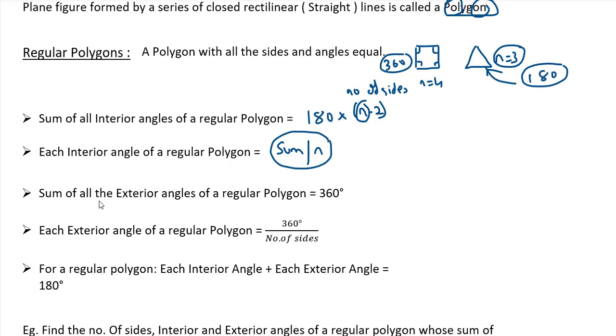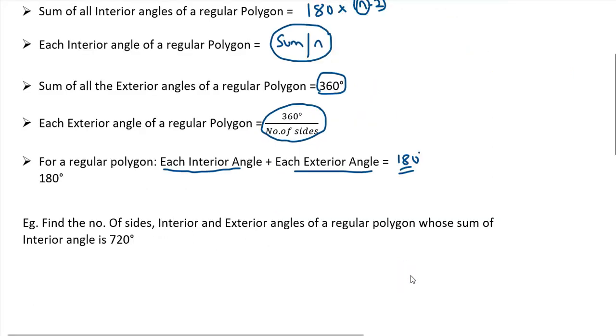Then sum of all the exterior angles of a regular polygon will always be equal to 360 degrees. It is important you note down this point. Then each exterior angle of a regular polygon will be given by 360 degrees divided by number of sides. Another important property is that for a regular polygon, sum of each interior angle and each exterior angle is always equal to 180 degrees. Let us now see how we apply these formulas.